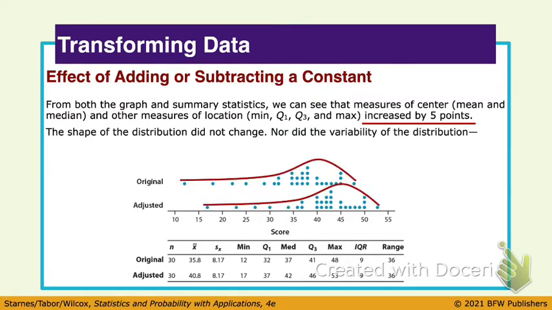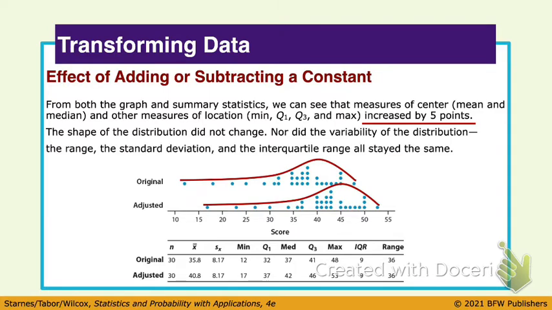But what about the shape of the distribution? If I look at the shape, it looks exactly the same. So the shape is still a left skewed distribution. And the values for our variability did not change either. So look at our range. Our range was 36 before. It's still 36.